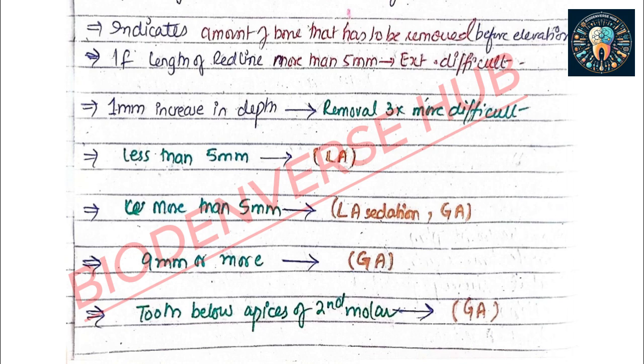So these were some measurements indicating the difficulty level, and they were also telling you whether to conduct the case under local anesthesia or general anesthesia. That was the rationale behind the difficulty assessment.